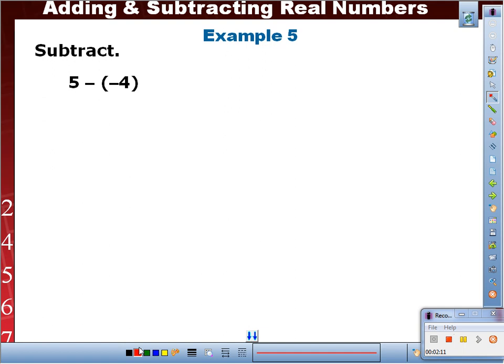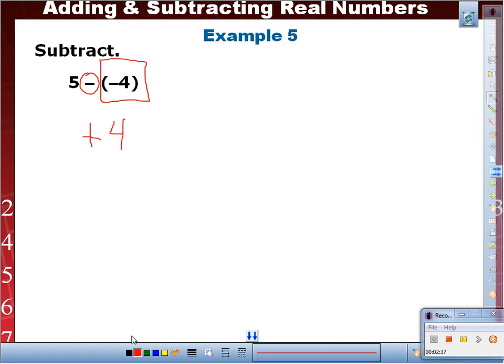Okay, Cooper, read me the step. All right, so add the opposite of the second number to the first. So when you have a subtraction, do we have a subtraction? Add the opposite of the second number. What's the opposite of the second number? 4, to the first. Notice that the first stays the same, so 5 plus 4, that is 9.